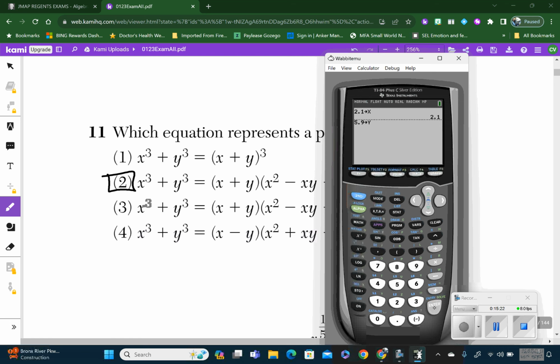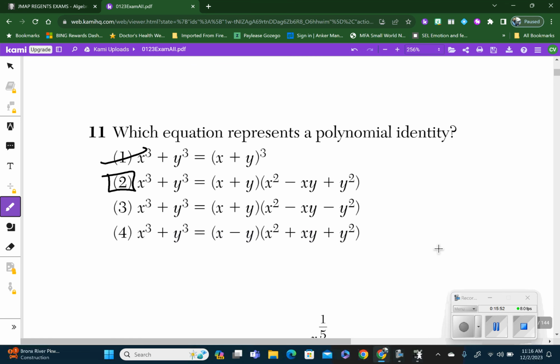And then again, all you do is plug in the left. So x to the third, hit right, and then plus y to the third. So alpha 1. Oh, I forgot the plus sign. Insert the plus sign, y to the third, hit enter, and then see if that equals the right side, which is x plus, I think you get the point, y, close parentheses, to the third, hit enter. That is not the same, so that's out. So the only one that makes sense is the second one.